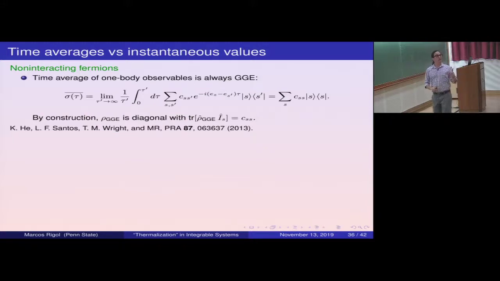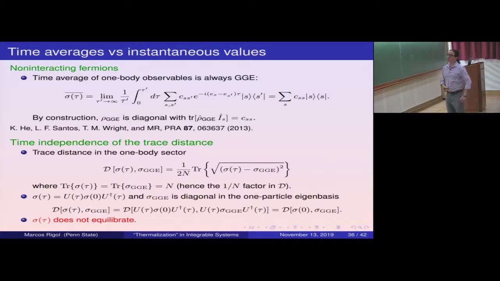But now what you can ask is, if I go to any single time and find the distance between the density matrix and the average, or the GGE, what is that? Well, it turns out that it doesn't change. That is a conserved quantity. This is the trace distance, that's the definition. The normalization here has an n because the trace of this one-body density matrix is the number of particles, okay? So you may be used to something that is 1/2. There is a 1/2n because the trace of sigma is n.